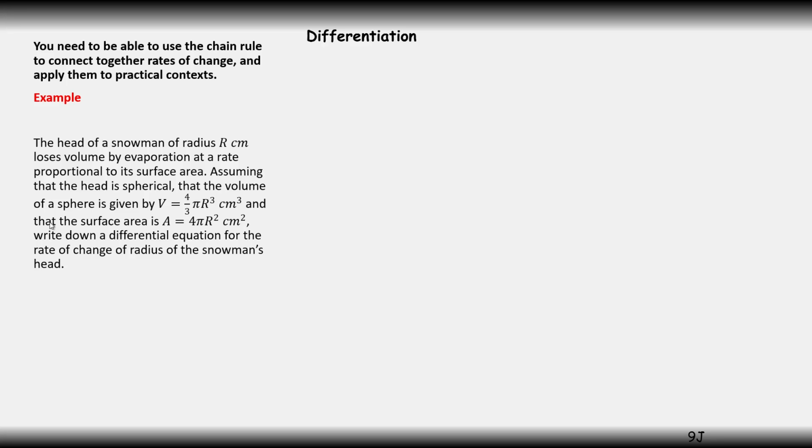Right, let's have a look at this example. The head of a snowman of radius r loses volume by evaporation at a rate proportional to its surface area. So it's losing volume, V, at a rate proportional to its surface area. Assuming that the head is spherical, that the volume is given by V equals 4 over 3 pi r cubed, and the surface area A is 4 pi r squared, write down the differential equation for the rate of change of radius of the snowman's head. Okay, that's quite a lot of information there. Let's have a look at what we've got.